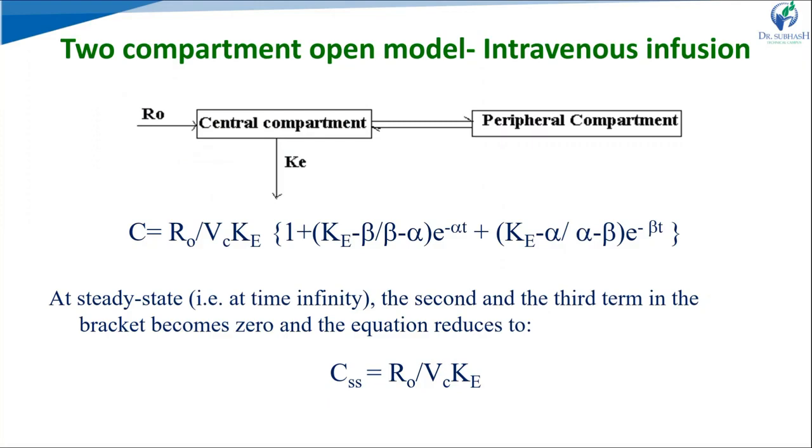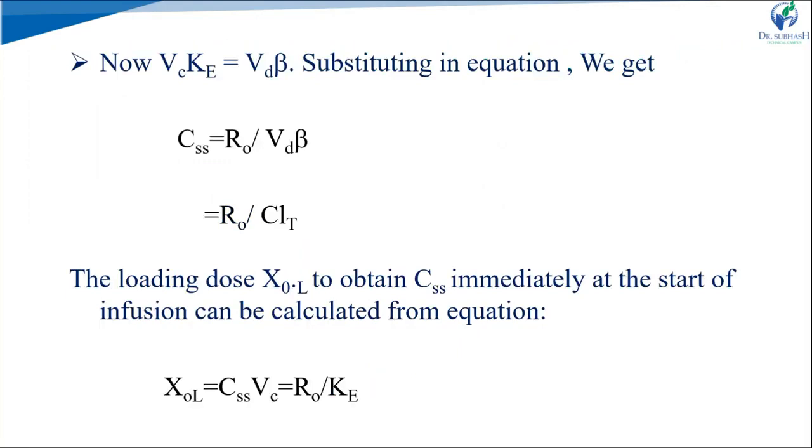So C is equal to R0 upon Vc into Ke, in the bracket 1 plus, in the bracket, Ke minus beta upon beta minus alpha e raised to minus alpha t, plus, in the bracket, Ke minus alpha upon alpha minus beta e raised to minus beta t. At steady state, the second and third terms in the bracket become 0, and the equation reduces to C steady state is equal to R0 upon Vc into Ke. So Vc into Ke we can replace with Vd into beta, then substitute in that part. So steady state concentration CSS becomes R0 upon Vd into beta.